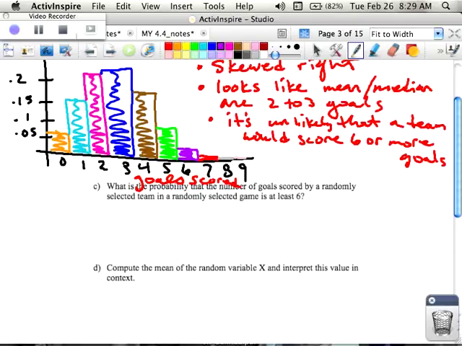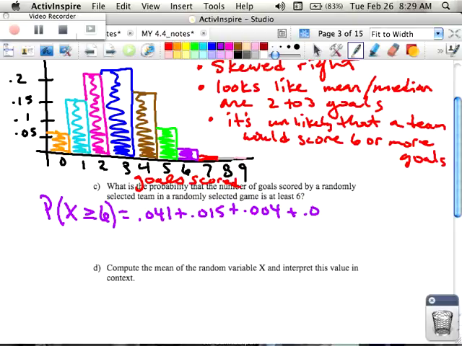When you talk about this next part in part C, you want to use some good notation. So you're saying what's the probability that X, the event of scoring goals, is at least 6, meaning greater than or equal to 6. And then I would just write out each of the different probabilities. In our table, that would be 0.041 plus 0.015 plus 0.004 plus 0.001, which is equal to 0.061 when you total that up.